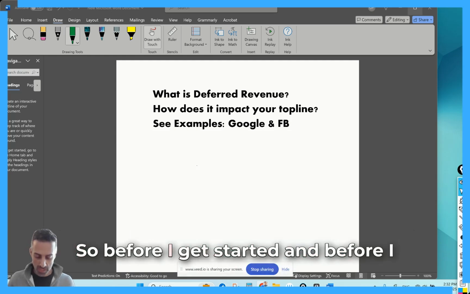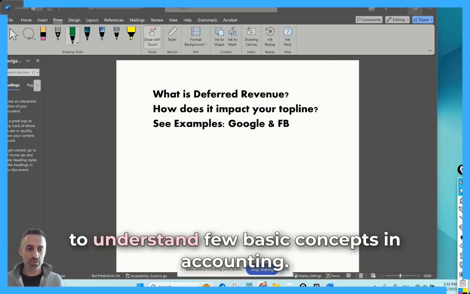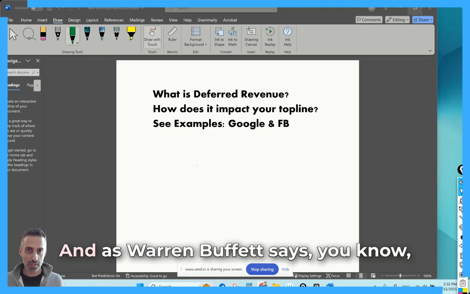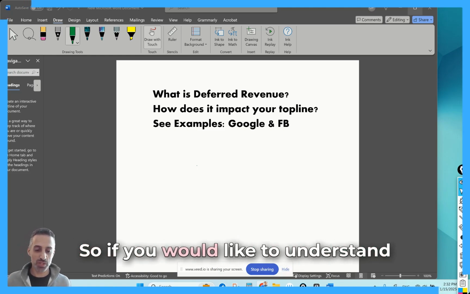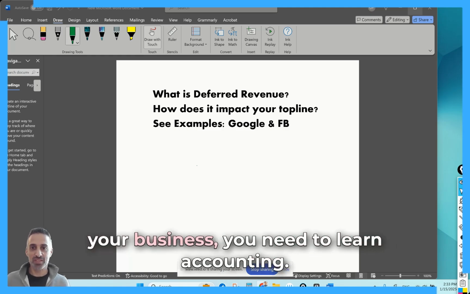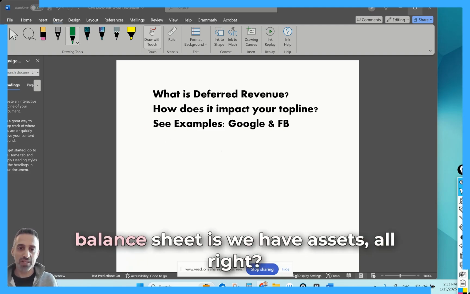So before I get started and before I explain what deferred revenue means, first you need to understand a few basic concepts in accounting. And as Warren Buffett says, accounting is the language of business. So if you would like to understand your business, you need to learn accounting. And so what we basically have in each balance sheet is we have assets, all right?